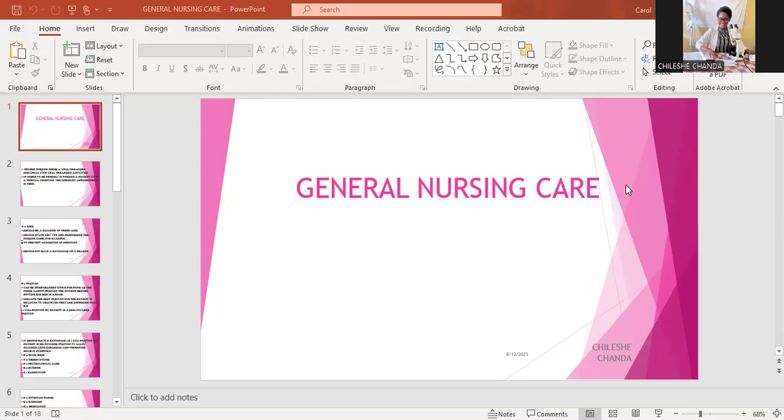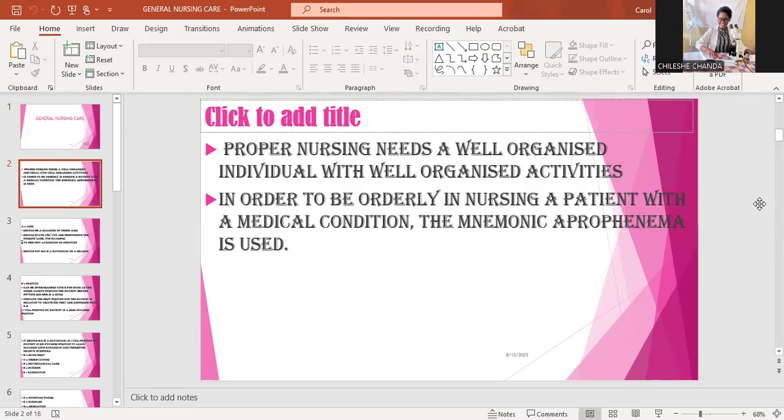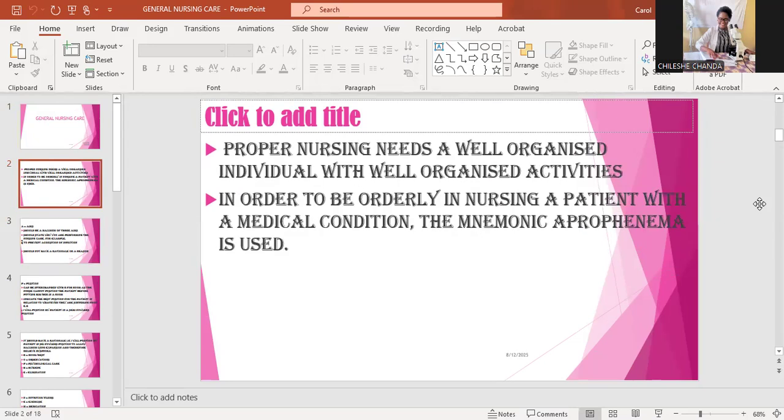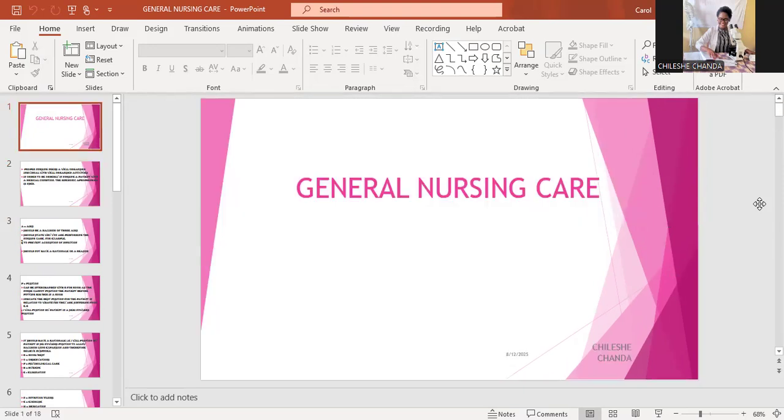condition. So now, in medicine and in medical surgical nursing, we have a way in which we take care of our patients, and this way of taking care of our patients is a structured way. We need to be organized as individuals. We need to have a proper plan as nurses. So there are ways in which we take care of our patients.